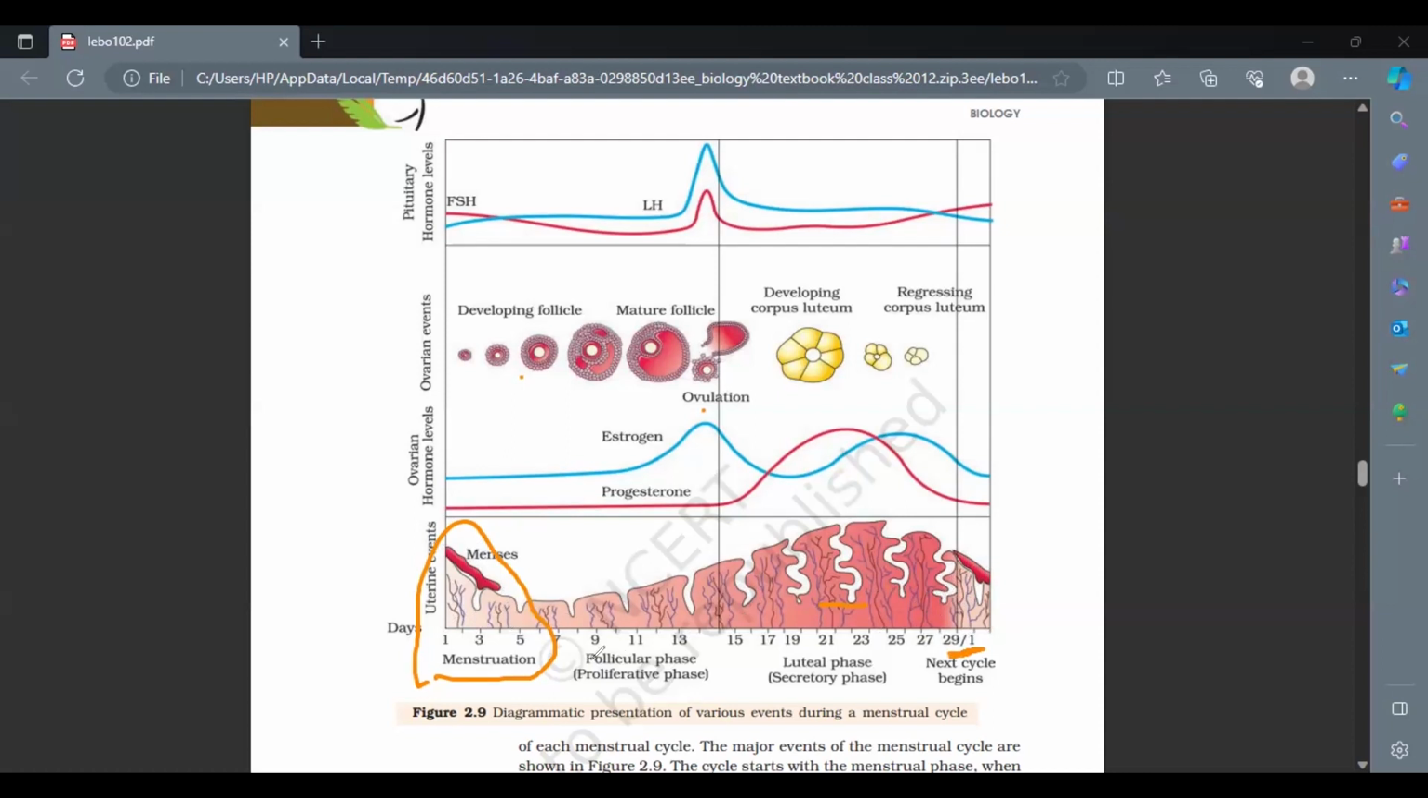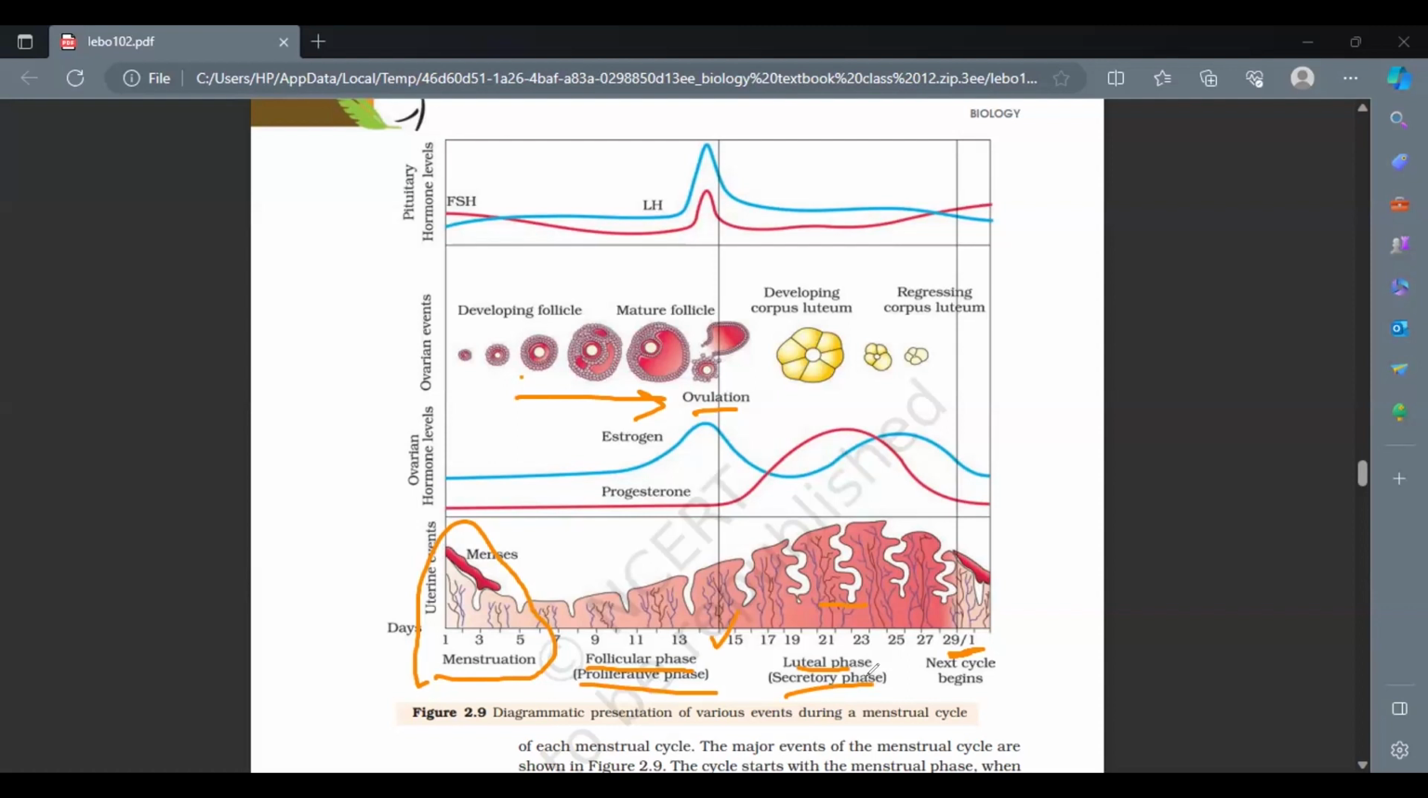After that, you have the follicular phase, also known as the proliferative phase, the time when the follicles are developing inside the ovary, right? In between, around the 14th day, you have the ovulation process. When the ovulation is done, then you have the luteal phase that is also called the secretory phase, because this is the time when the secretion of the progesterone hormone has started, okay? And this secretion of the progesterone hormone leads to the maximum thickness of the endometrium lining, and the endometrium lining is because of the release of the progesterone.